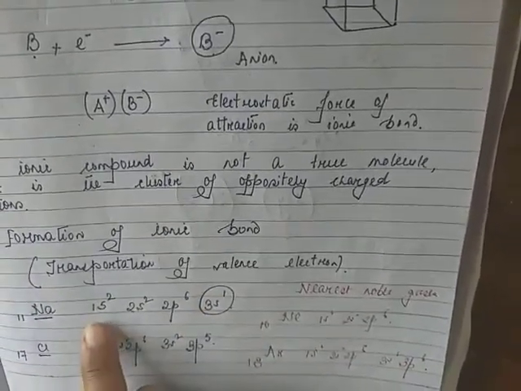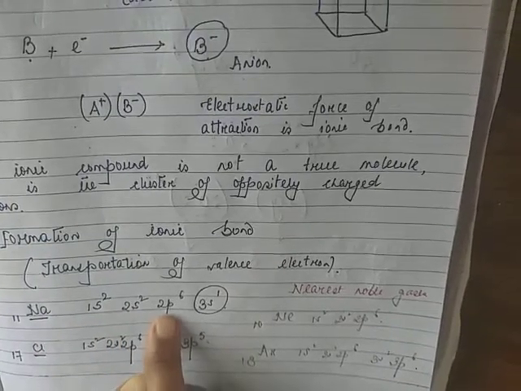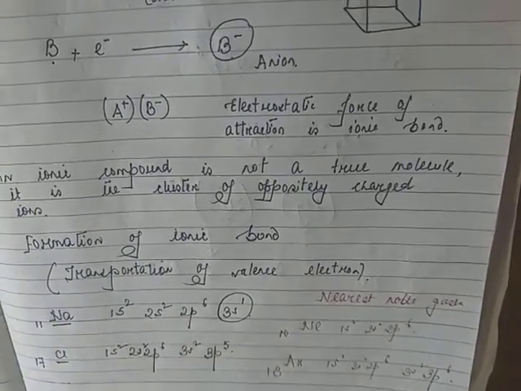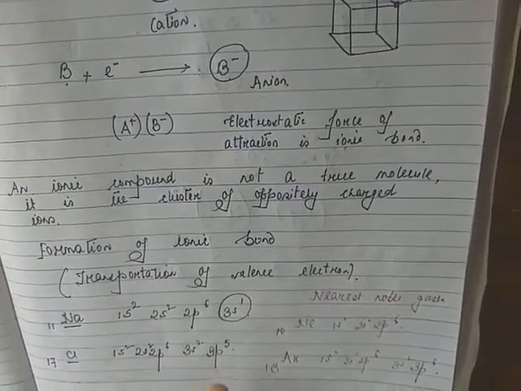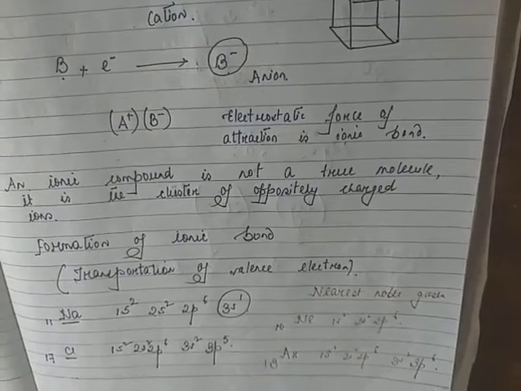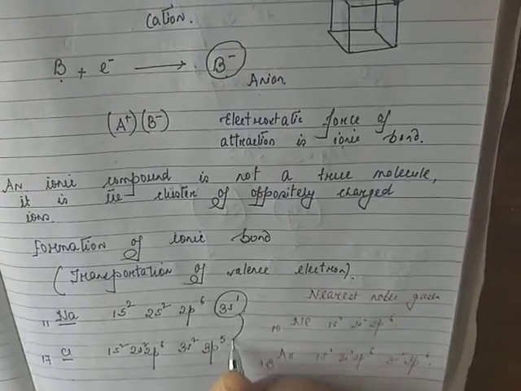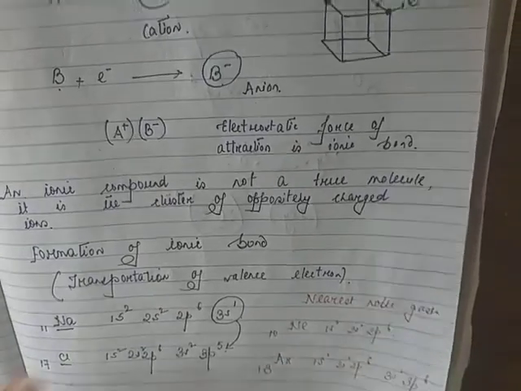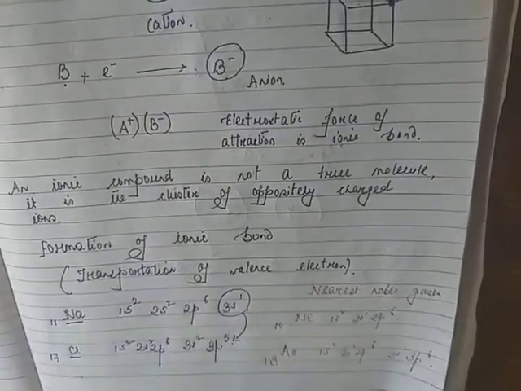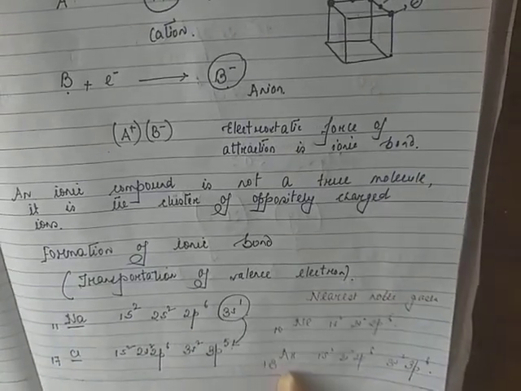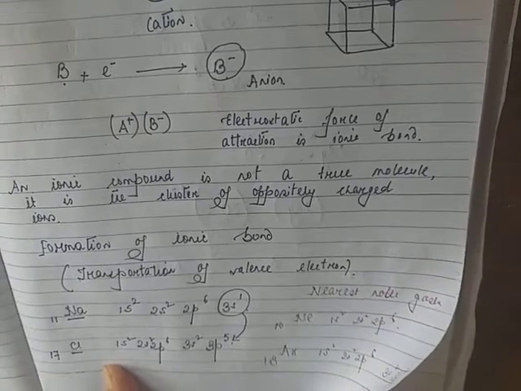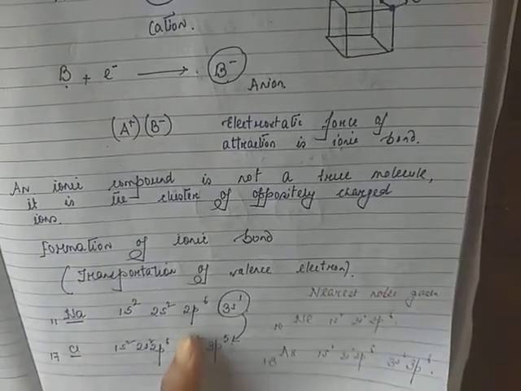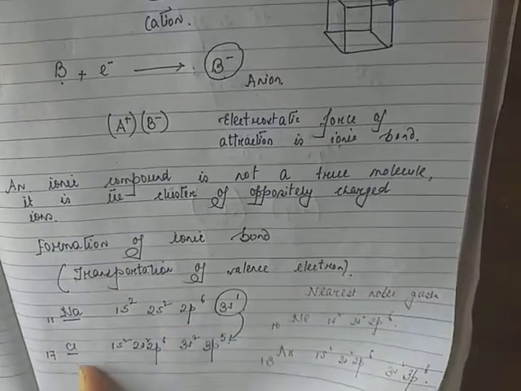Sodium ion will have a configuration of 1s2, 2s2, 2p6, with 8 electrons in the outermost shell, and chloride will have a configuration of 1s2, 2s2, 2p6, 3s2 and 3p6, by the complete transfer of this electron. Sodium will achieve the configuration of neon, chlorine will achieve the configuration of argon, but then sodium will no more remain as sodium and chlorine will no more remain as chlorine. Rather, sodium will change to sodium ion, Na+, and chlorine will change to chloride ion, Cl-.